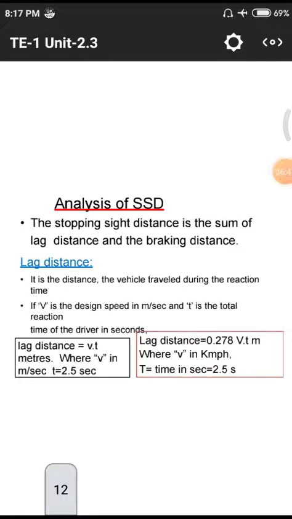Lag distance we are having is 0.278 vt, that means velocity in terms of kilometers per hour, with t equal to 2.5 seconds. In terms of kmph we are having 0.278 vt. So there is a difference between meters per second and kmph.